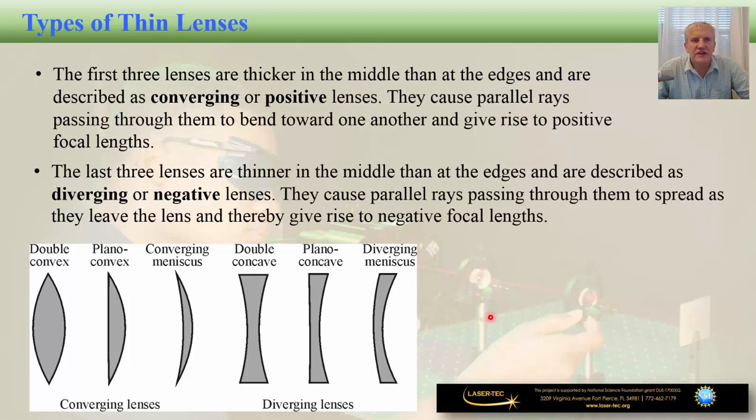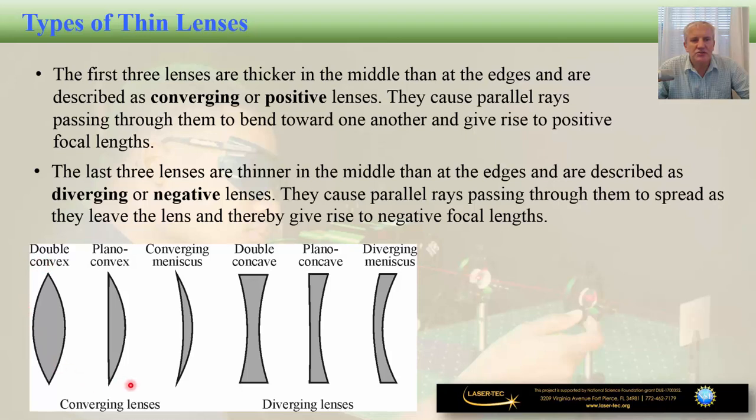Here we are looking at a few different types of thin lenses. The first 3 lenses on the left hand side, as you can see, are thicker in the middle than at the edges. So each of these 3 on the left hand side is thicker in the middle relative to its edge. So these lenses are known as converging or positive lenses. They cause parallel rays passing through them to bend toward one another and give rise to positive focal lengths.